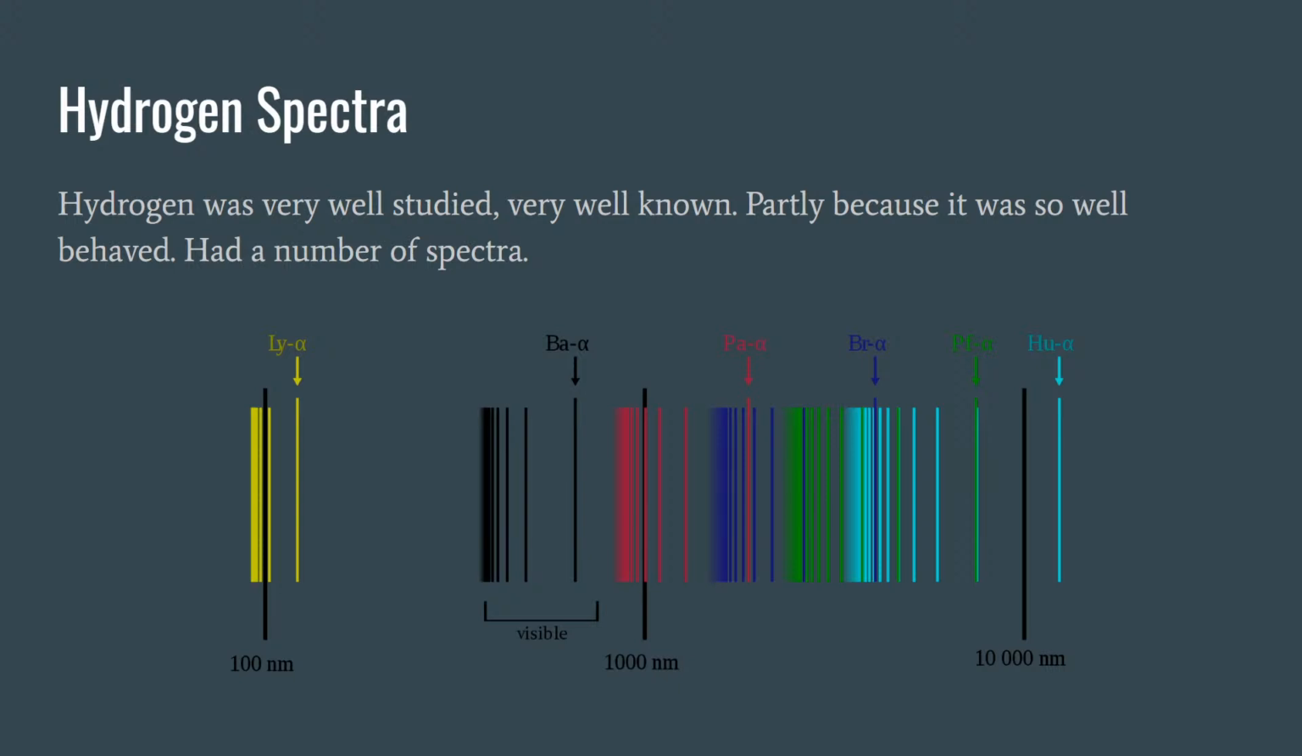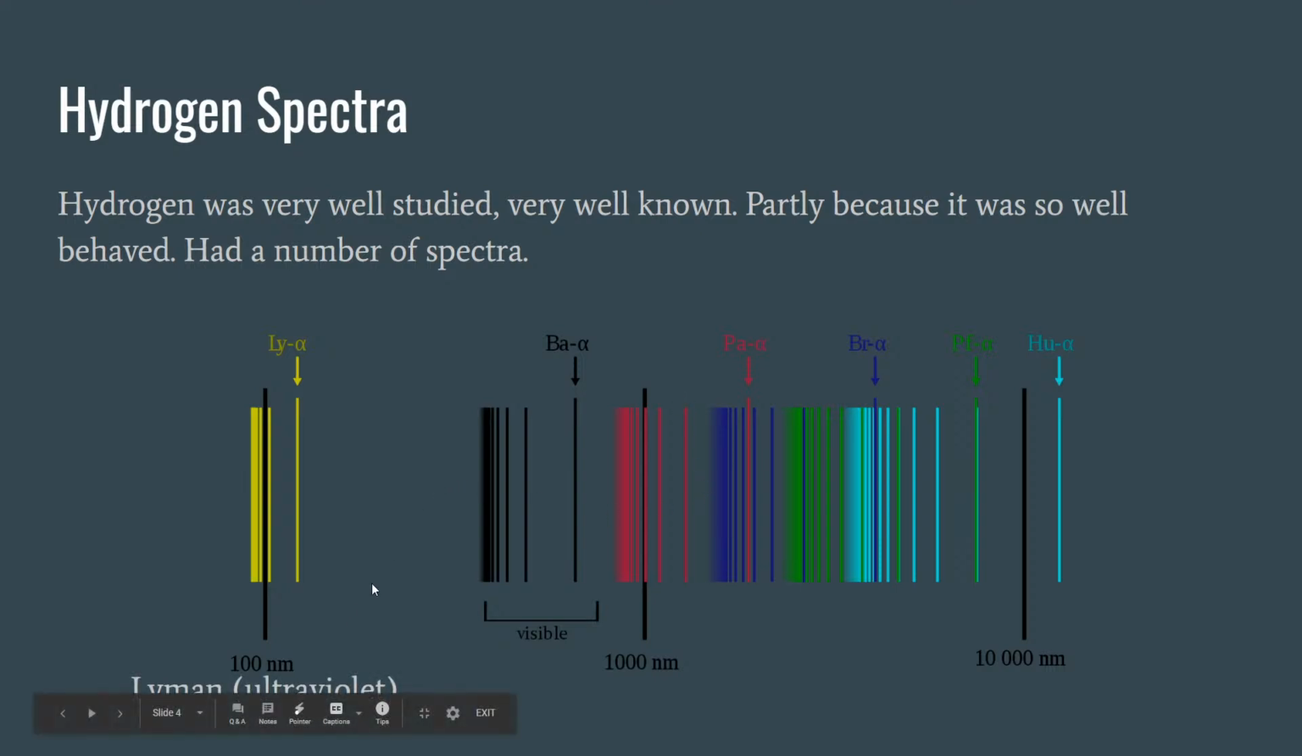It had a number of spectra. So the first one that was discovered is here in the middle. It's known as the Balmer spectrum. It was the first one discovered because it's in the visible region. Then we have the Lyman spectrum over here in ultraviolet. Then we have the Paschen in infrared, and so on.